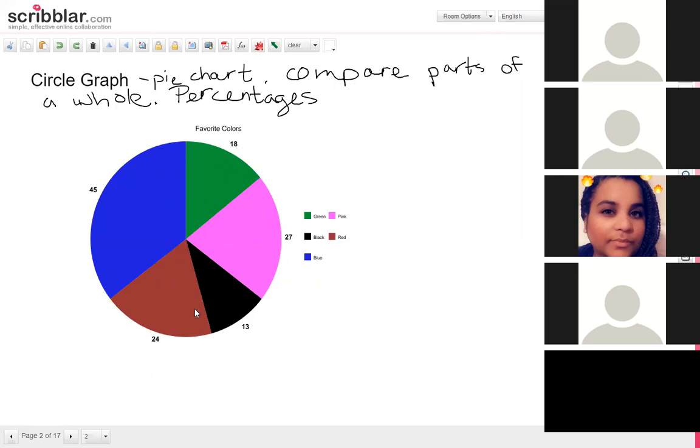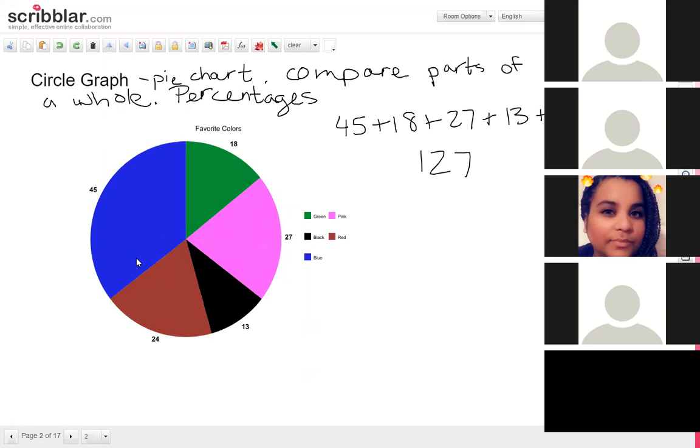To find the percentages, we would need the total amount. How can we find the total of all the people we surveyed? Add them all together. Total amount is just all the numbers added up. Which will give us 127 people. So 127 people were surveyed.